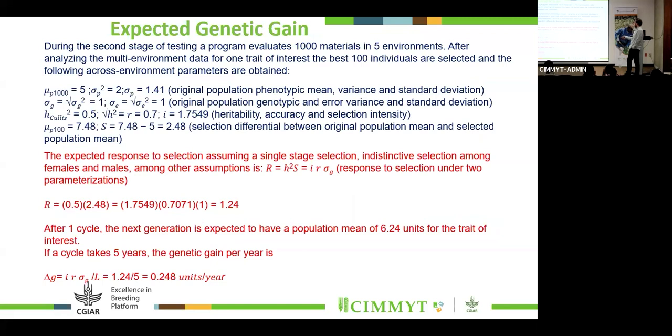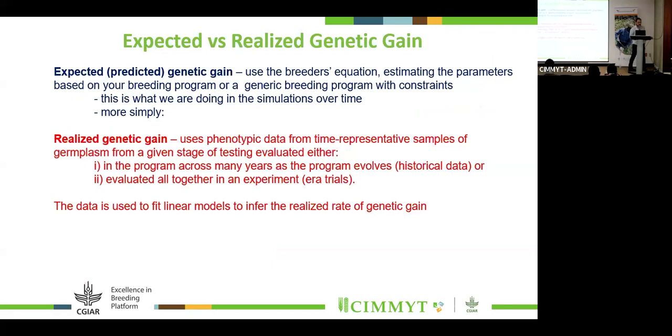And then we can calculate the expected response to selection. We can say it's either the heritability times the selection differential, or it's the intensity, which we can calculate, times the square root of the heritability, and we set this genetic variance to 1 here. And you get the same answer, 2.4. So after one cycle, you're going to have gone from a mean of 5 that we started with here to 6.24. And if the cycle takes 5 years, the genetic gain per year is 0.248. We can just do simple or more complicated simulations over time.